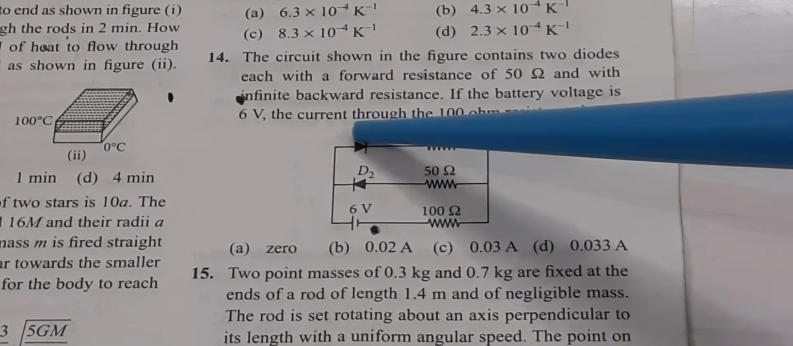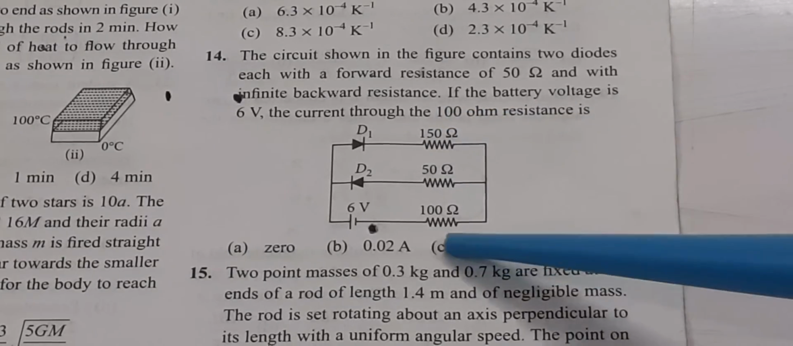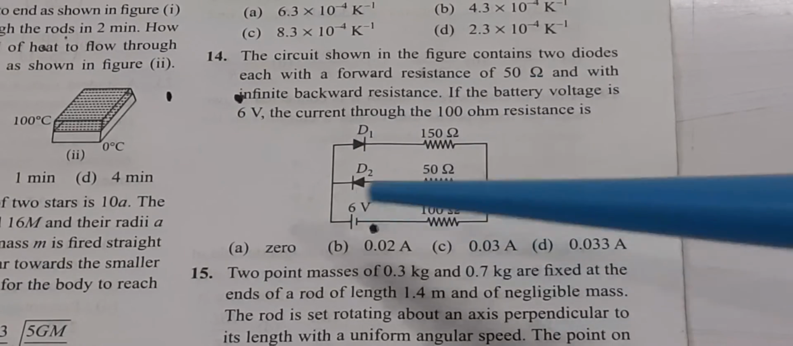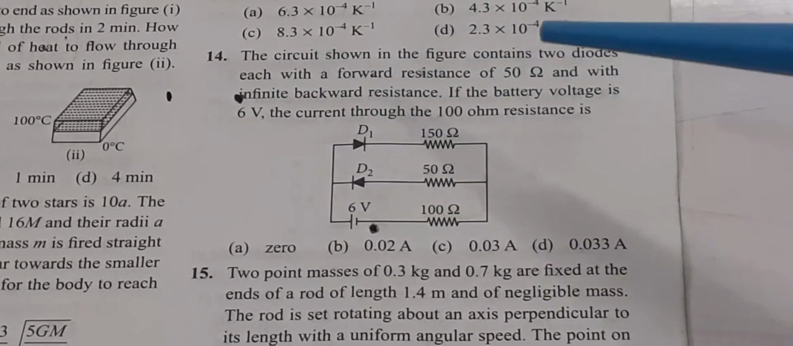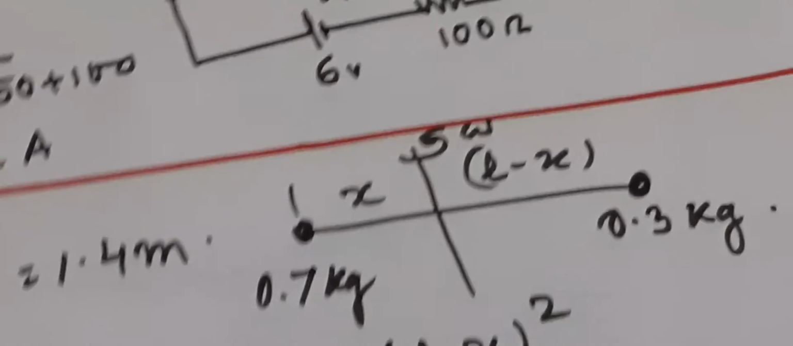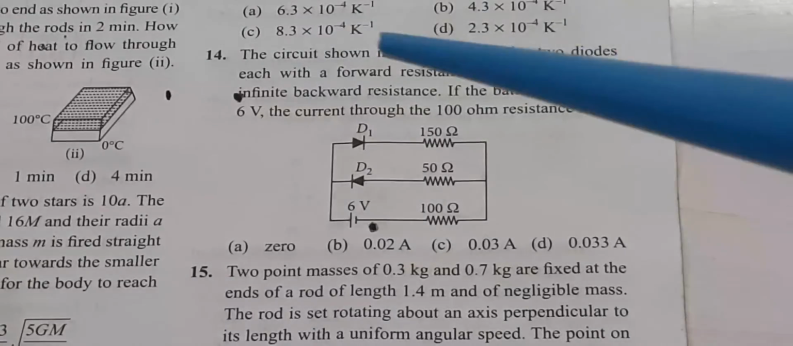Here resistance is 50 ohm, as it is given for forward resistance 50 ohm. So 50 plus 100 is 150, 150 plus 150 is 300. 6 divided by 300 will be the amount of current. How much is it? 6 divided by 300 will give you 0.02 ampere. That will be the answer.